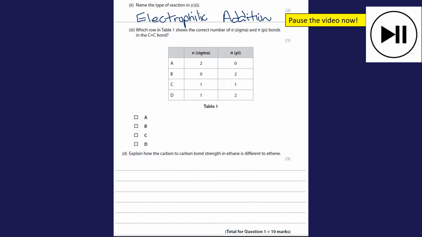Which row shows the correct number of sigma and pi bonds? Well, I know that a double bond is 1 sigma and 1 pi bond, so the answer is C. Living my best life right here.